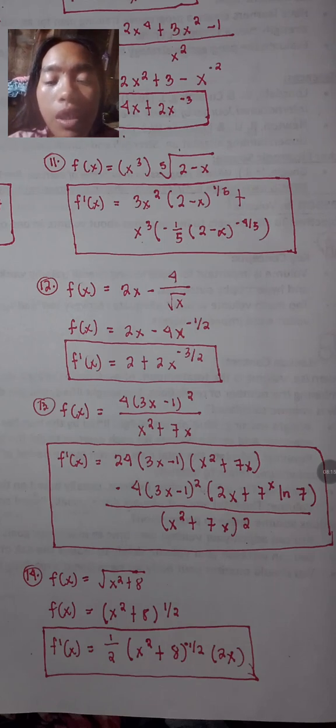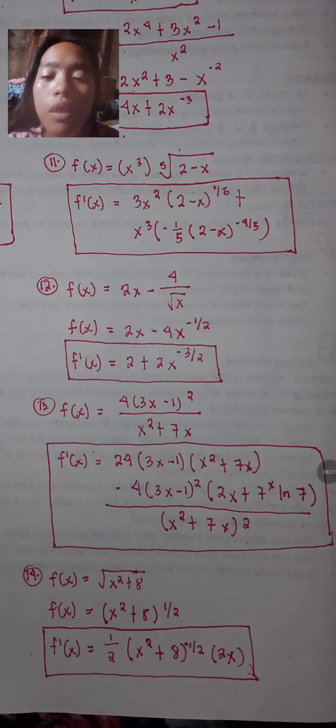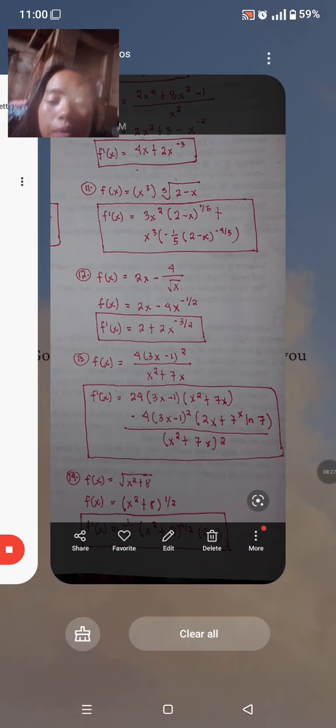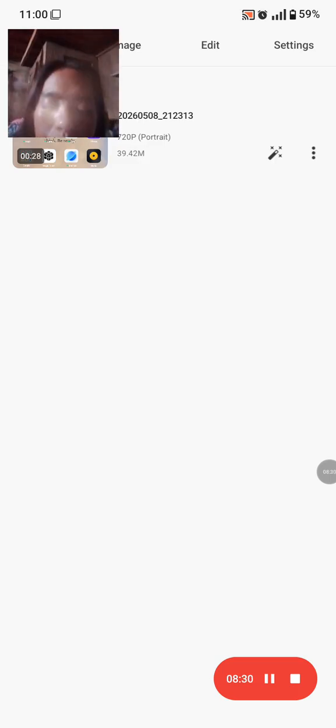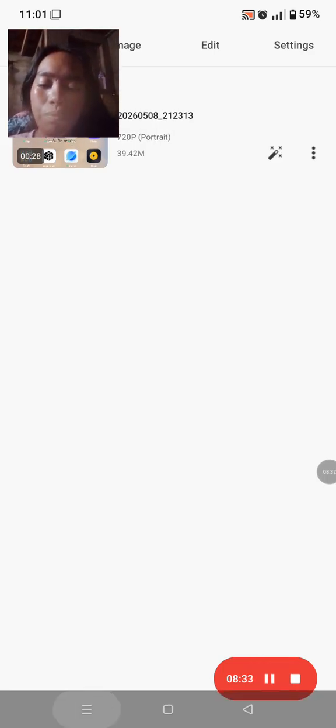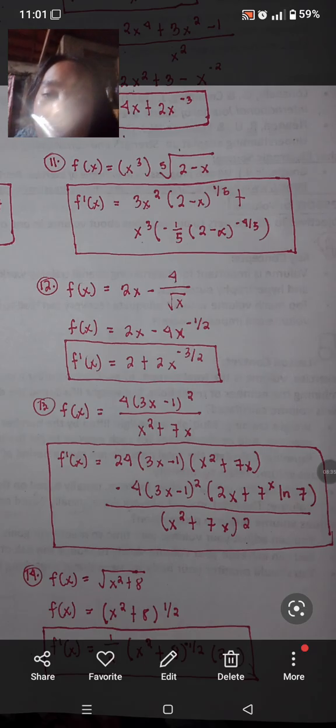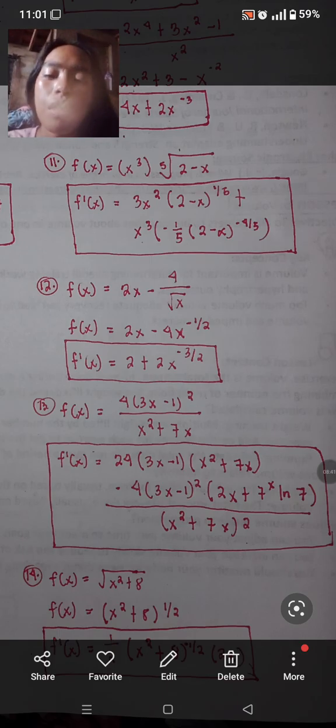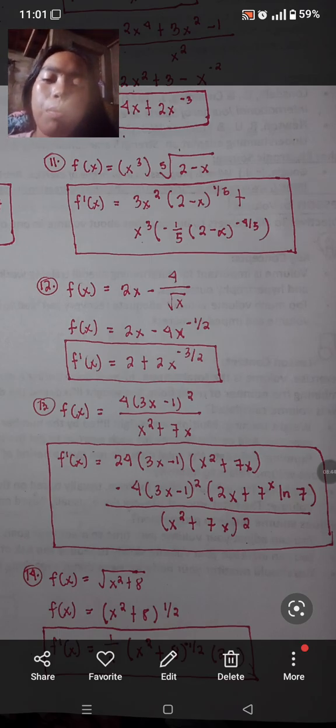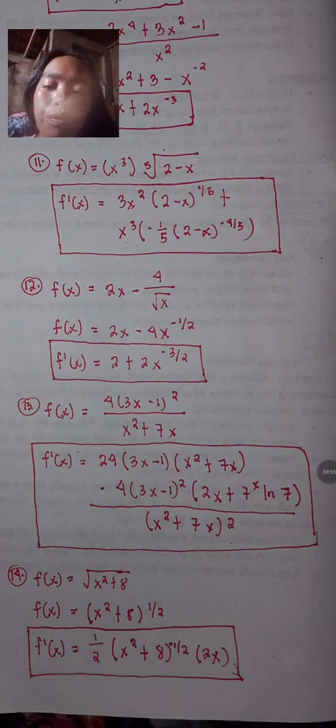That is our new equation. So again, our derivative is f prime of x is equal to 2 plus 2x raised to -3/2, because -1/2 minus 1 is -3/2. So now let's go to number 12.